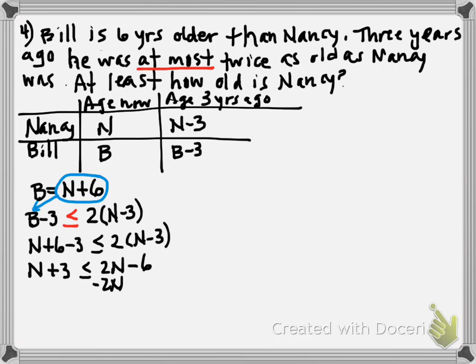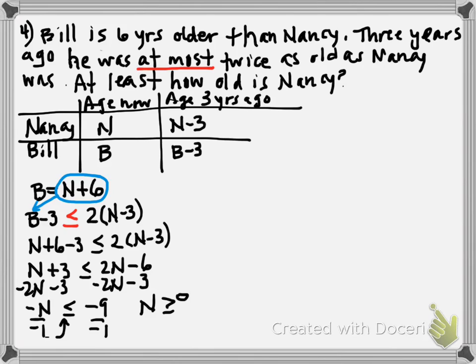Subtract 2n from both sides to get the variables on the left. Subtract 3 to get the constants on the right. We get negative n is less than or equal to negative 9. And then we divide both sides by negative 1. And I draw that arrow to remind myself to flip the inequality. And I get n is greater than or equal to positive 9. So if I get a negative answer, I know I have something wrong.